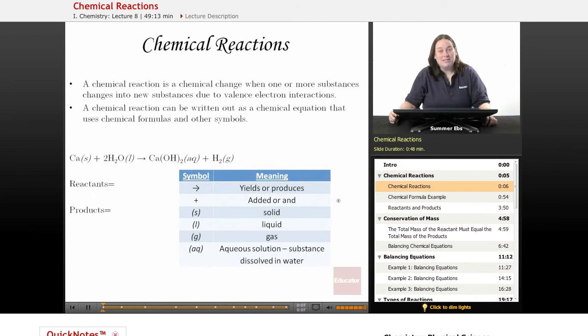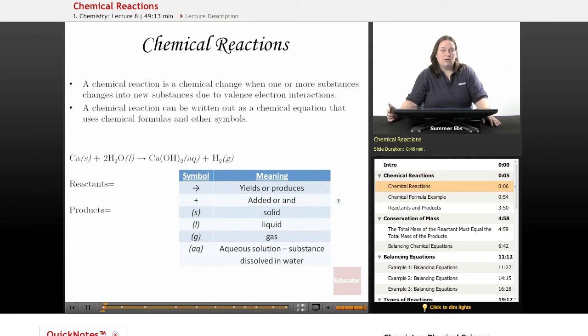A chemical reaction is when a chemical change takes place, when one or more substances change into a new substance. The way that happens is through valence electron interactions. If you remember, the valence electrons are the ones in the outermost energy level, and they interact by forming bonds, ionic bonds and covalent bonds. Those are the ones we talked about. What happens in a chemical reaction is that bonds break and new compounds are formed as bonds reform.